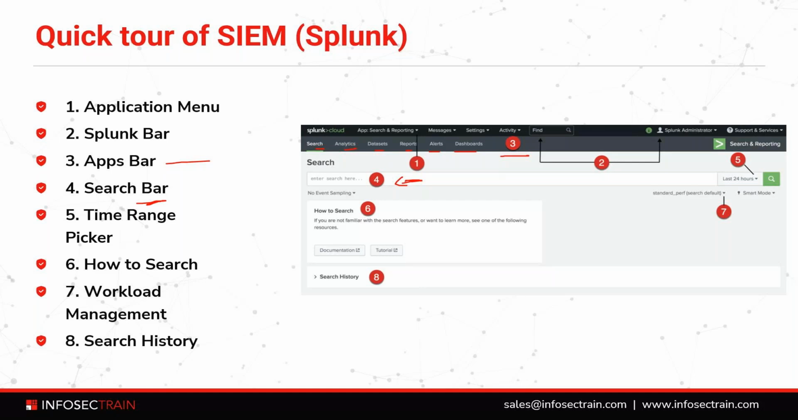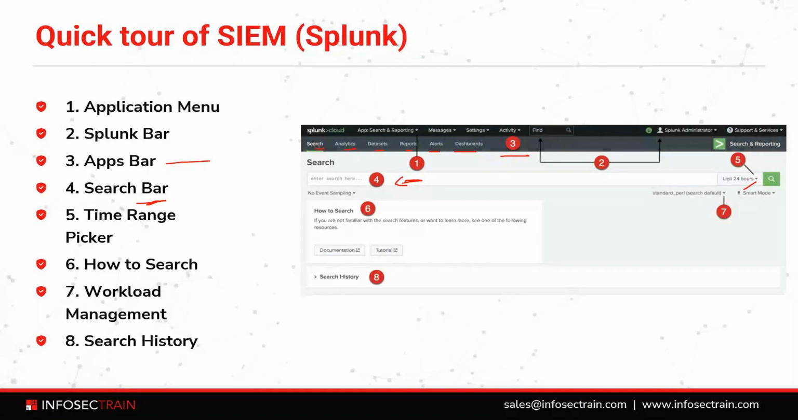Then we have the time range picker. This one, fifth one. It allows you to set the time frame for your search, such as the last 30 minutes or a custom range. So if you are, for example, investigating an issue that occurred yesterday between 2 p.m. and 4 p.m., you can select yesterday, you can put your custom time 2 p.m. to 4 p.m. and this SIM solution Splunk will only retrieve the events from that time period.